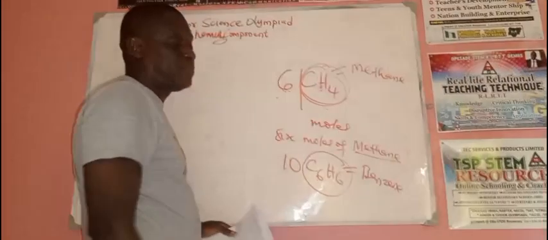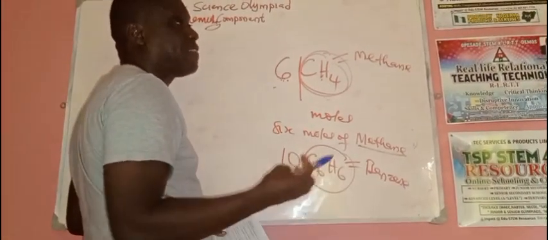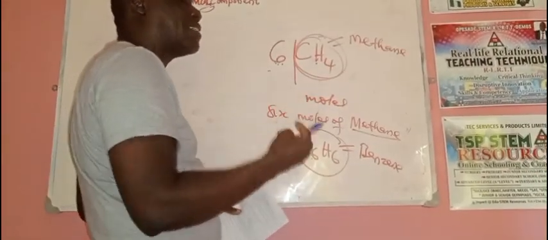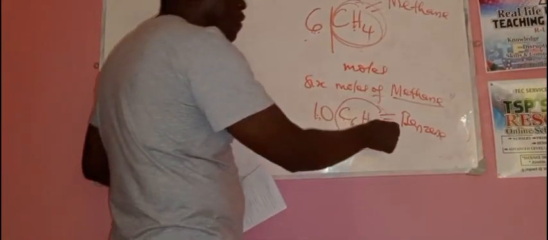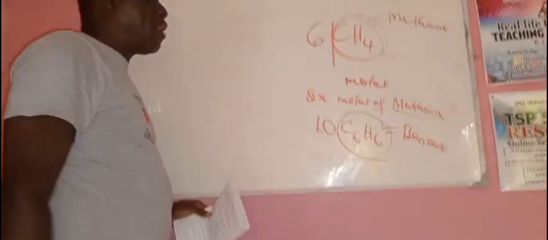Benzene. It is an aromatic substance. Aromatic. Okay? It has a fragrant, sweet smell. Now, if you want to pronounce this, I wrote a 10 before this benzene. It means how many moles of benzene? 10 moles of benzene.